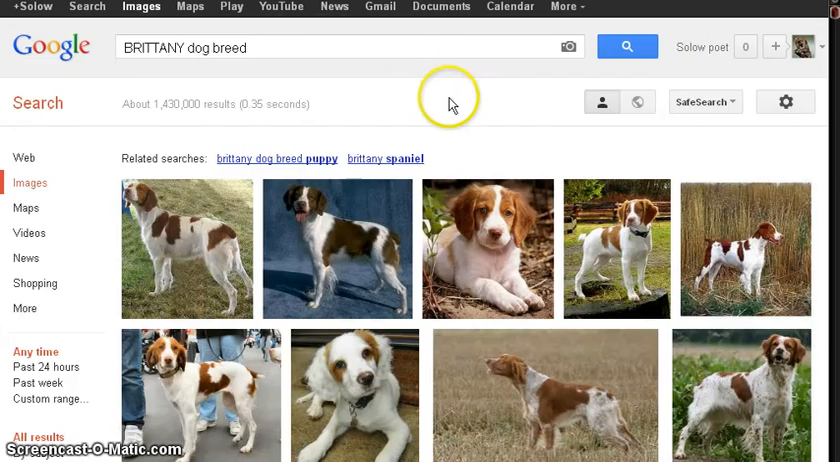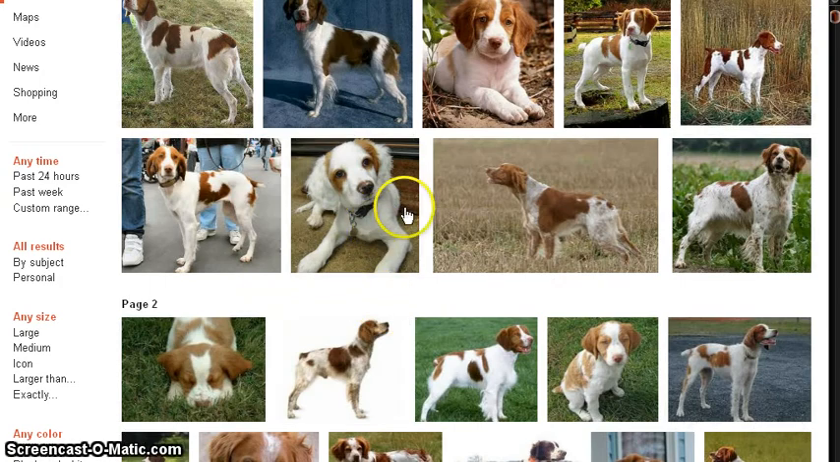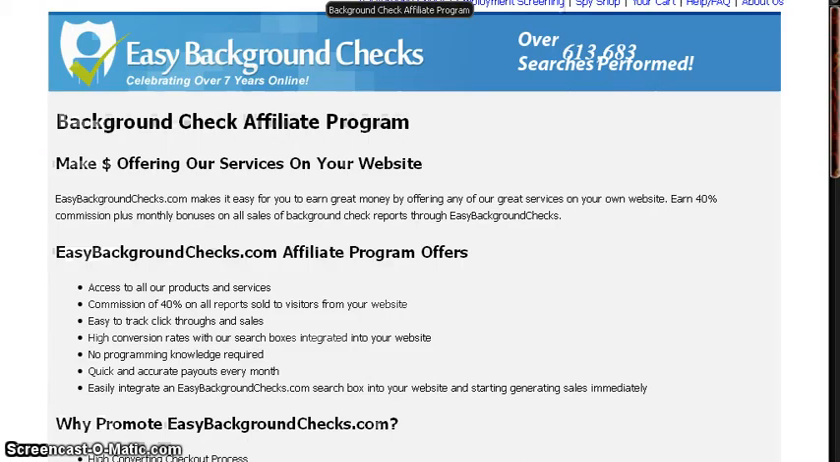So what I did instead was go to Google, just do Brittany dog breeds and press images, and man, who's going to turn down wanting to get something like this here, huh? And of course, there are two routes you can go with that too. Of course, again with the background thing, let's try to do a little background check, or you can find.